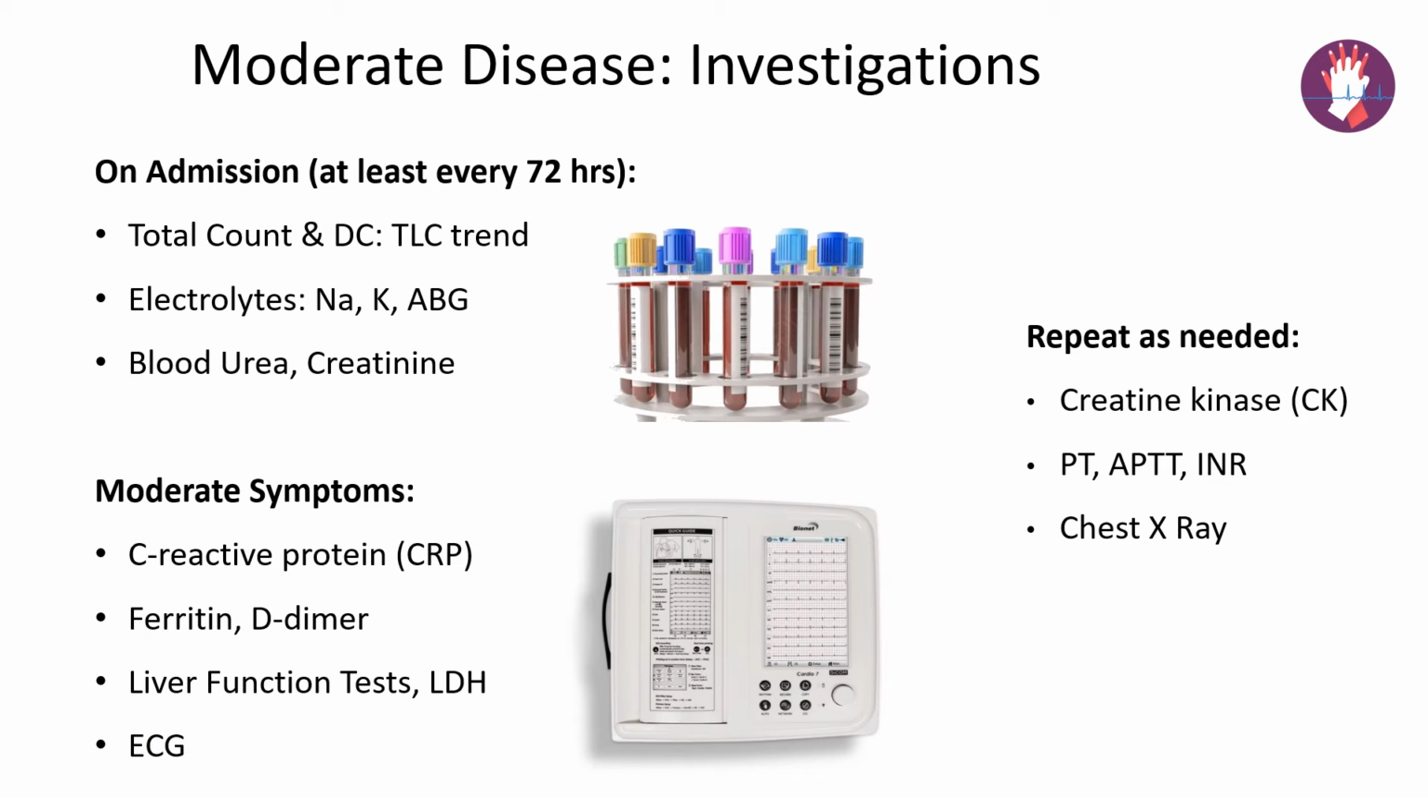So the investigations, just quickly covering them again. Total count, differential count, TLC trend, electrolytes like sodium, potassium, as well as looking at lactate and the oxygenation through arterial blood gas monitoring. Blood urea and creatinine to look at the kidney function. Inflammatory markers like C-reactive protein, ferritin and D-dimer, liver function tests, LDH, and ECG if there are any cardiac symptoms exhibited. You could repeat CK, PT, APTT, INR, and chest X-ray if indicated.